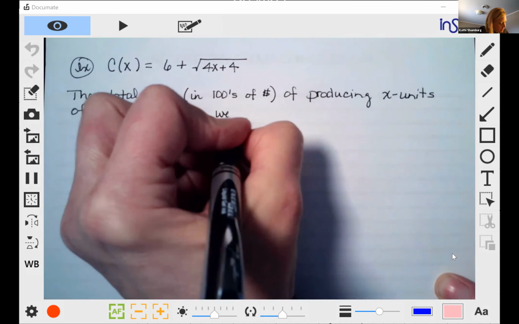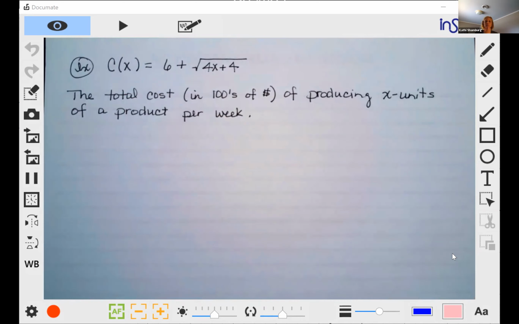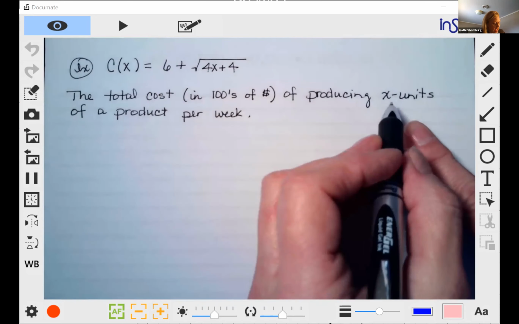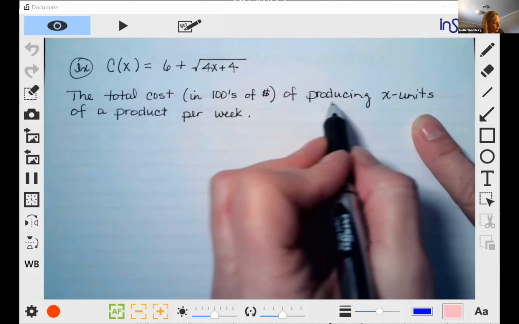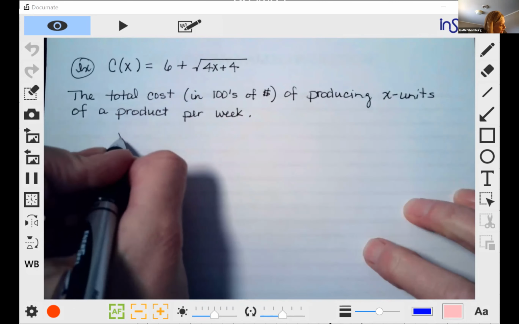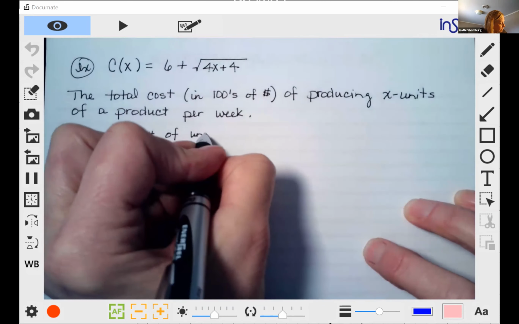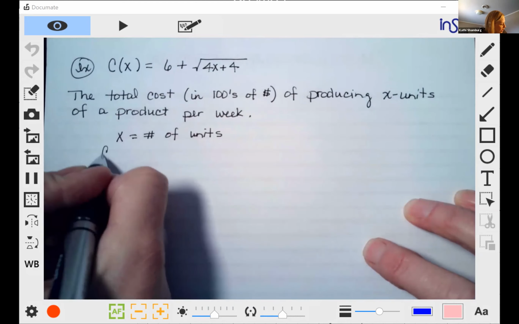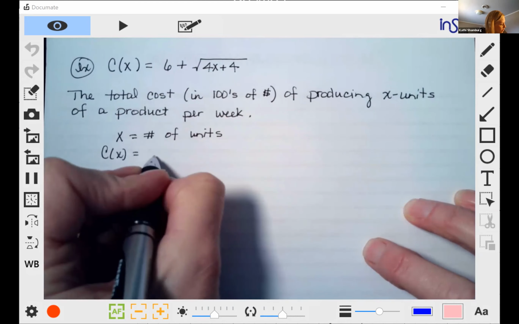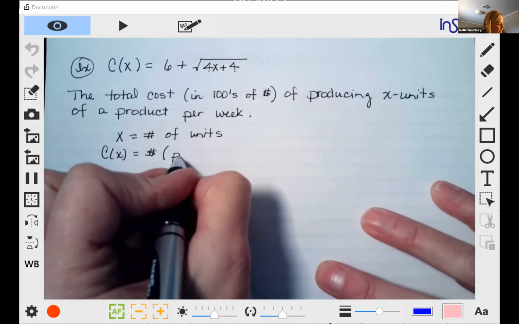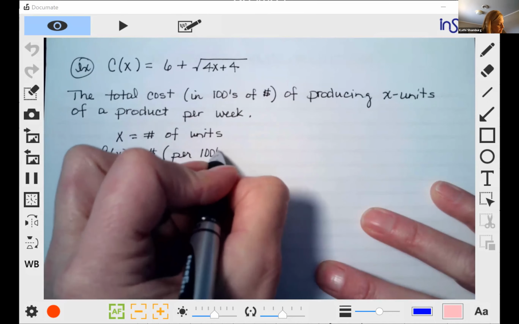per week. Okay, so let's first talk about input and output. So we know that x is your input, and that would be the number of units. So producing x units. So my input x is number of units. And then your output is your cost. And again, if you got like 5, that would mean per hundreds.